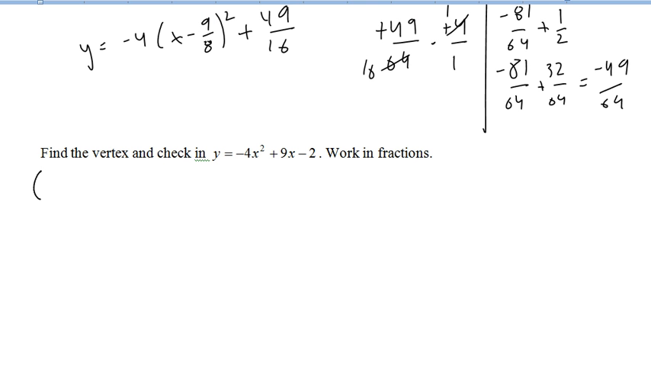All right, so our vertex at 0 squared is going to be 9 over 8 for x, and 49 over 16 for y. The first thing we want to check is that that -4 and that -4 are the same, which they are. Now we can check to make sure our vertex makes the original true.